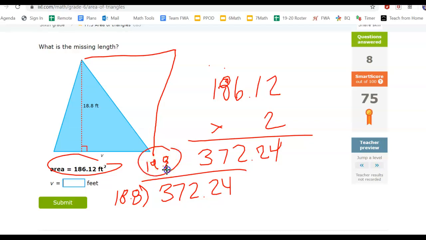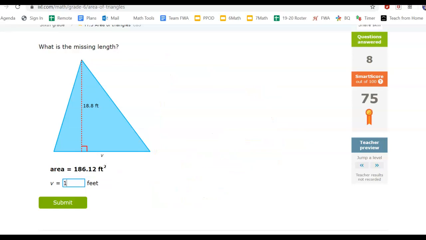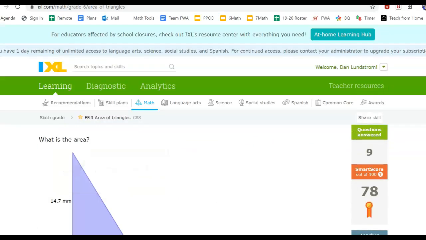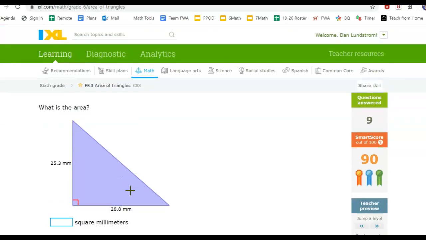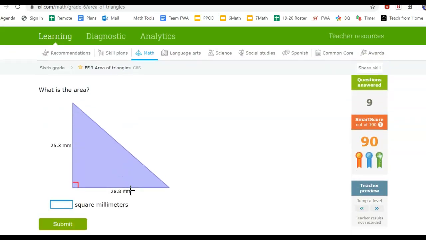Okay, and then we're up to the challenge zone. The problems might get a little bit trickier at the end here. What's the area? Remember, I can do half of this times this. That'd be 14.4 times 25.3. And I will be honest, I probably would use a calculator. And I'm going to do that.